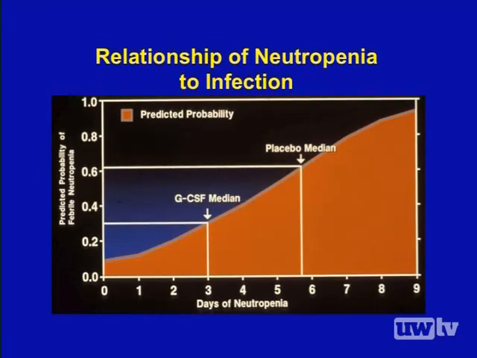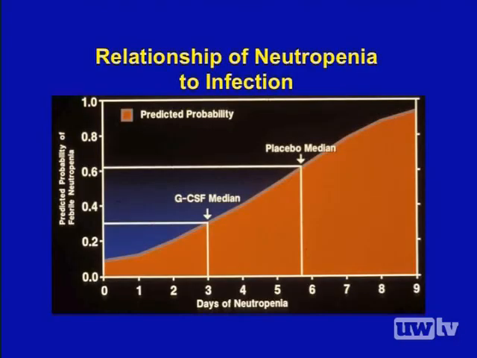Now, to generalize, what happened is that, as I mentioned a moment ago, if you have severe neutropenia that lasts very long, the orange part of this slide illustrates that you have almost 100% chance of getting infection after about 10 days. However, in the trial that was used to develop this drug, the placebo group got no treatment, and they had about 6 days of neutropenia and a 60% chance of getting very sick. And the treated group had only a 30% chance because their neutropenia was shorter, lasting only about 3 days. Huge benefit.